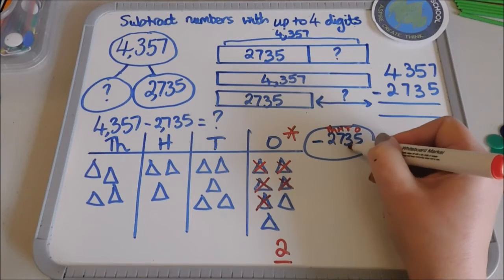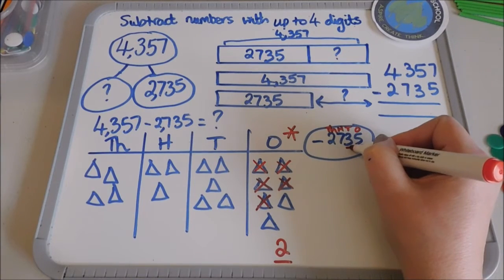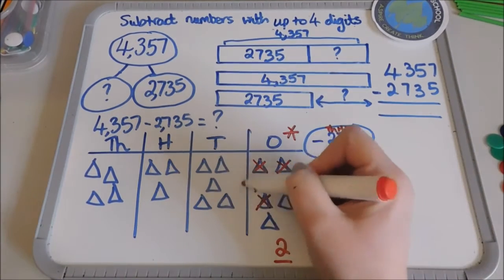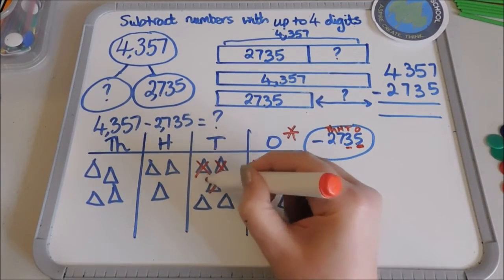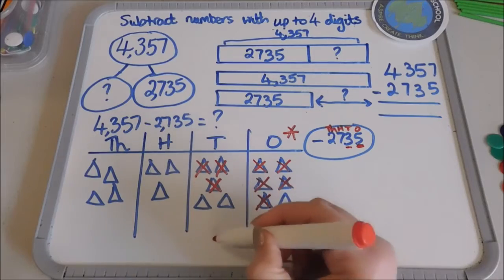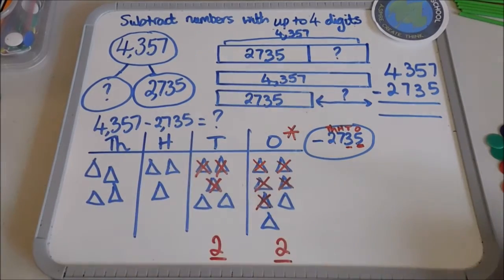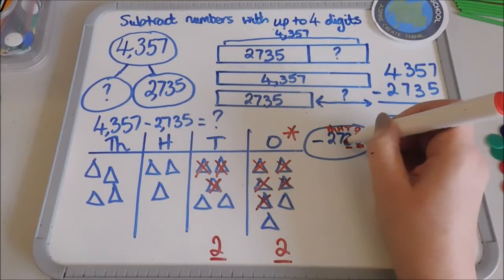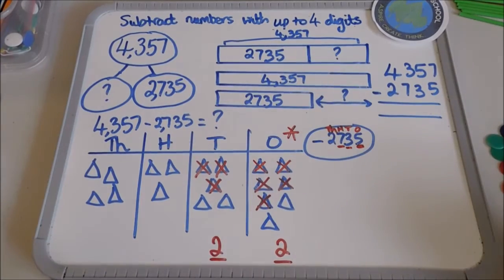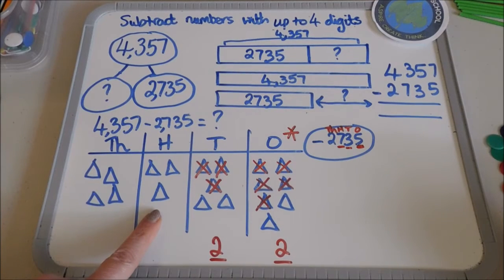Now I'm going to move into my tens column. I'm going to subtract 3 tens. So I have 5 here, so I can easily subtract 1, 2, 3 tens, and that also leaves me with 2. Okay, now I'm moving to my next column, which is my hundreds column, and I have to subtract 7, but I only have 3.